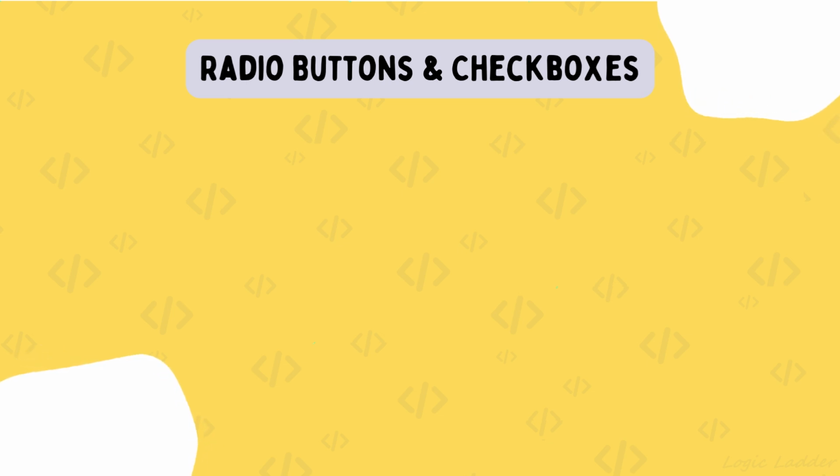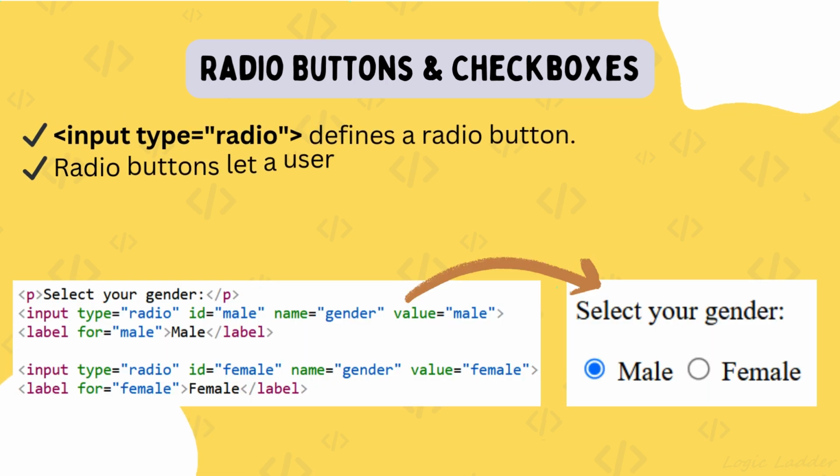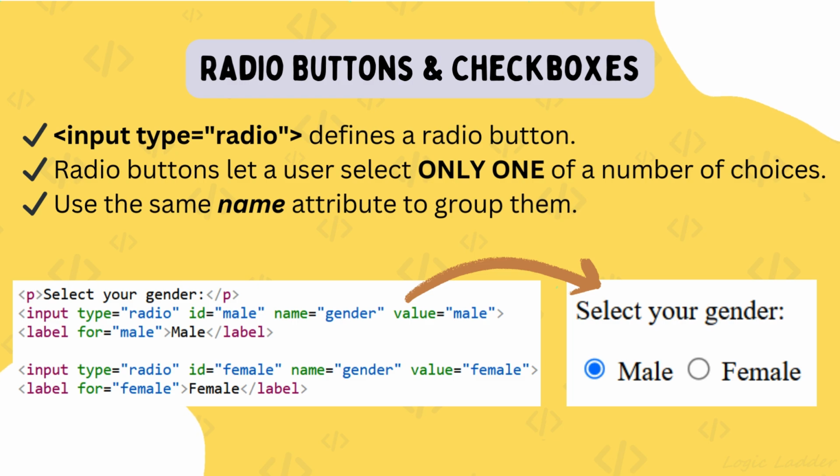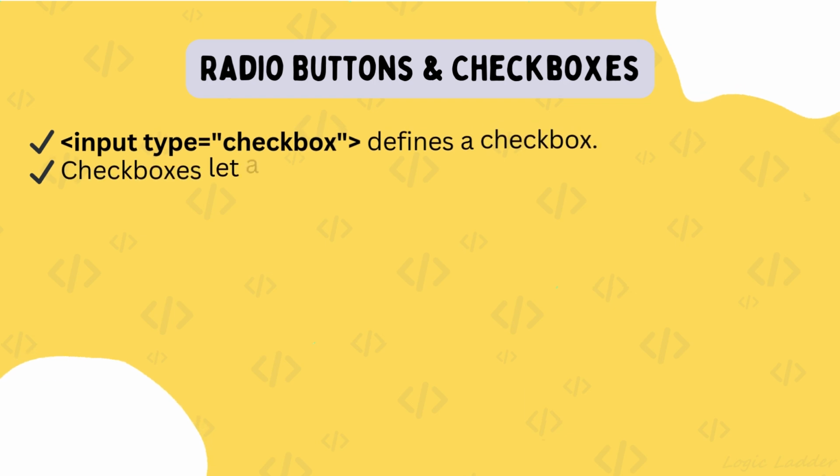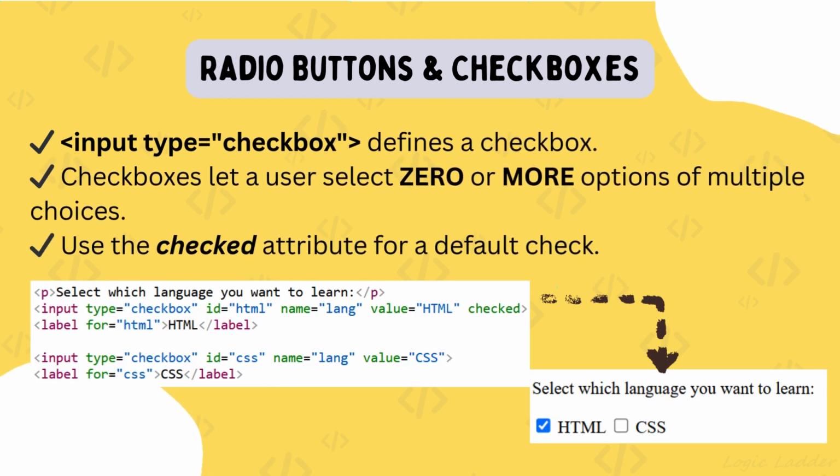Sometimes, we need to give users options to choose from. That's where radio buttons and checkboxes come in. Radio buttons allow users to select only one option. You can create a radio button with an input tag with radio as its type. Use the same name attribute to group them. Checkboxes allow users to select multiple options. It can be created the same as radio buttons. Here, we added checked, so it's selected by default.